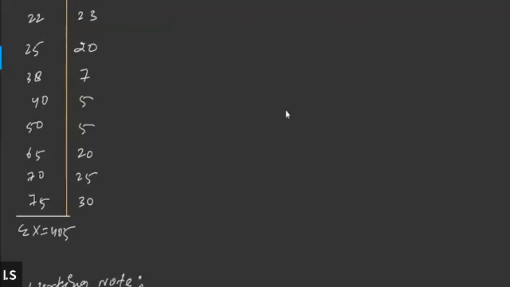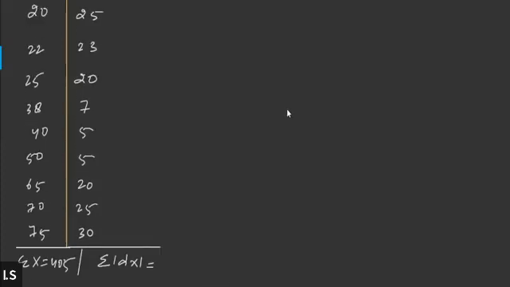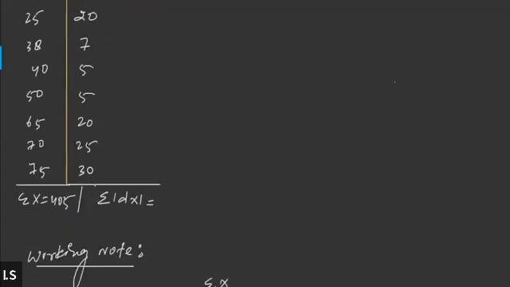Yes, sir. All right. Now, since we have calculated the deviations, all we need to do is sum all the deviations to find out the summation dx. So summation dx will be, let's total all these values. 25 plus 23 plus 20 plus 7 plus 5 plus 5 plus 20 plus 25 and plus 30. So it will be 160. This is 160.